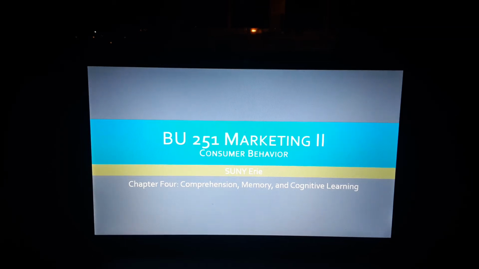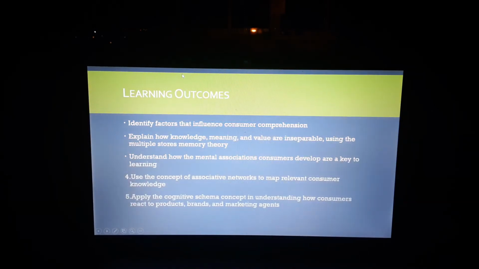Hi guys, here we are back again with Chapter 4, Comprehension, Memory, and Cognitive Learning. So we're going to go over these topics. We're not going to go into too much crazy detail on them, but we are going to go through them in some of the basic terms. So here we go. Learning outcomes.